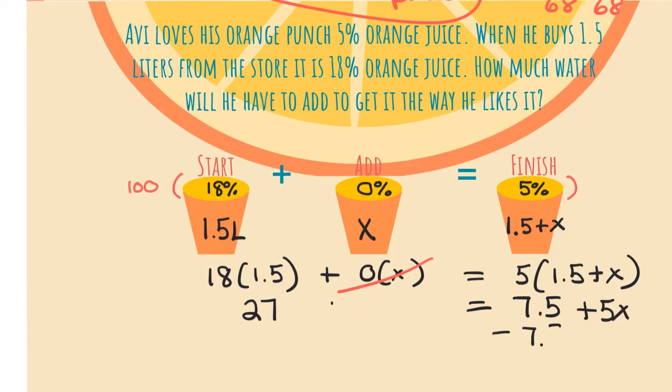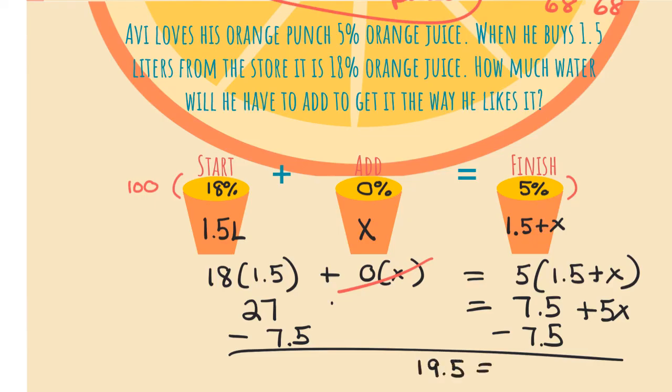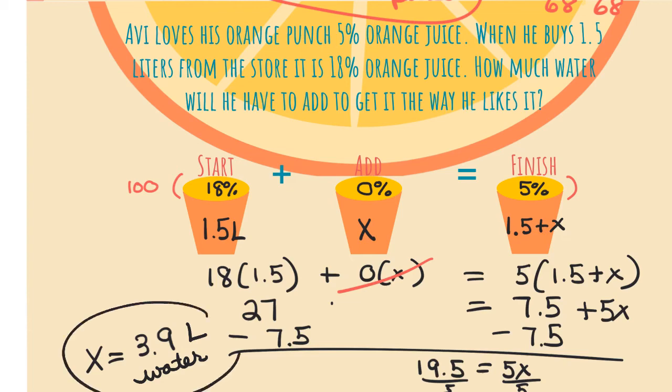I'm now going to subtract 7.5 from both sides, which gives me 19.5. Divide by 5. And x equals 3.9. So again, I go back to my chart and I say, what did I just find? Oh, I know. I found how much water to add. So we need to add 3.9 liters of water in order to get the orange punch the way Avi likes to drink it.